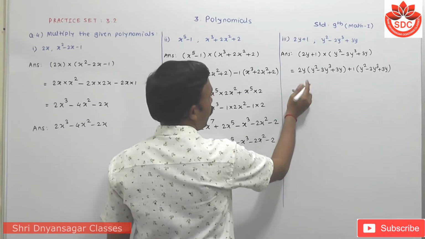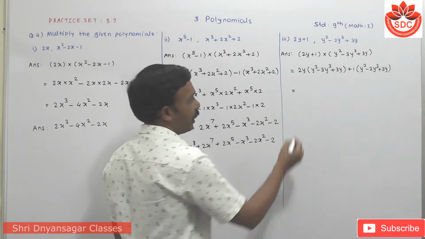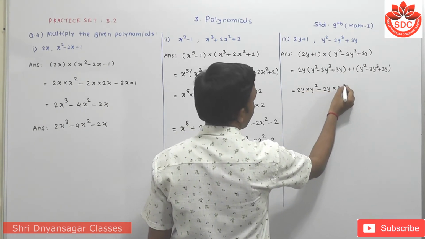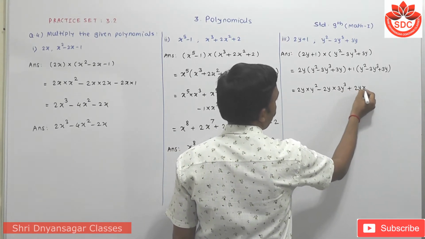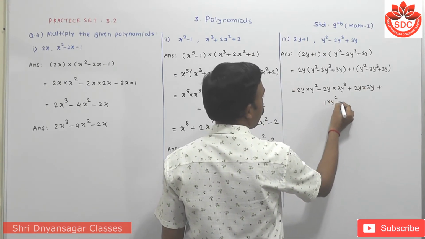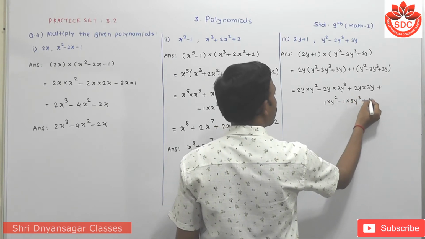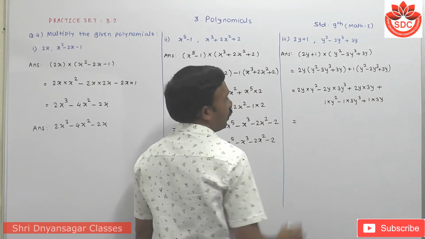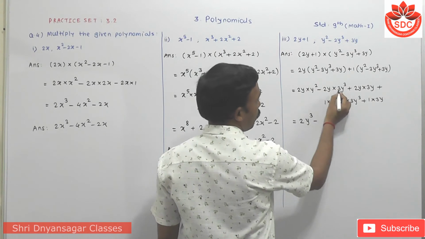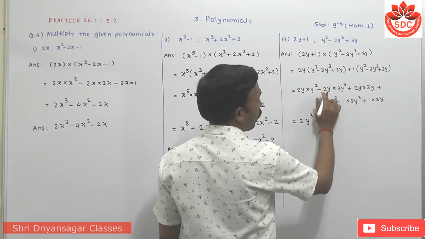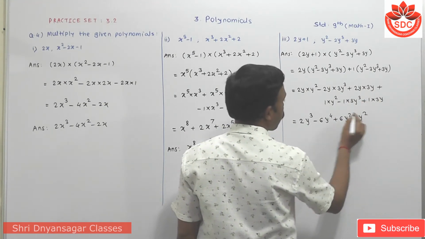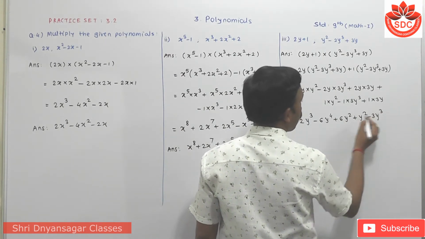Now students, multiplying 2y to the whole bracket, we get 2y into y square minus 2y into 3y cube plus 2y into 3y. Then by 1 there is no change: 1 into y square minus 1 into 3y cube plus 1 into 3y. Then the product is 2y cube minus 6y raised to 4, then plus 6y square, then plus y square, then minus 3y cube and plus 3y.